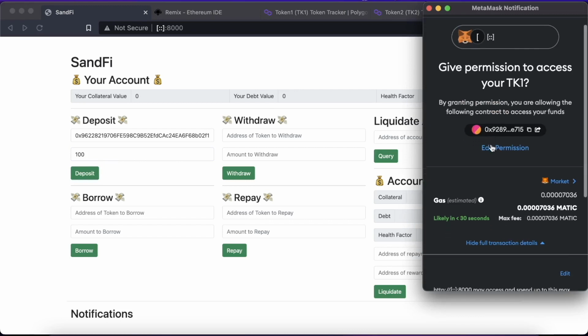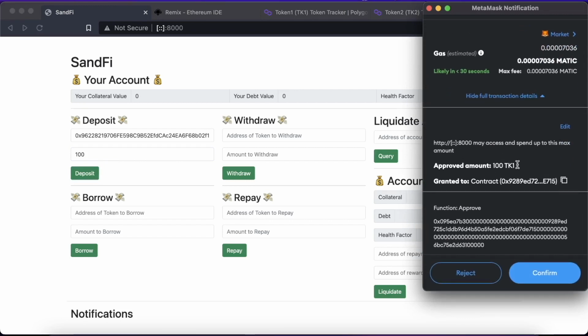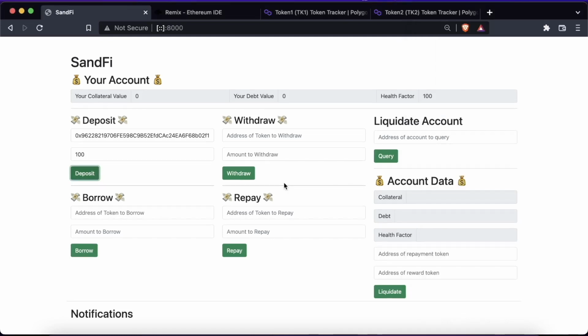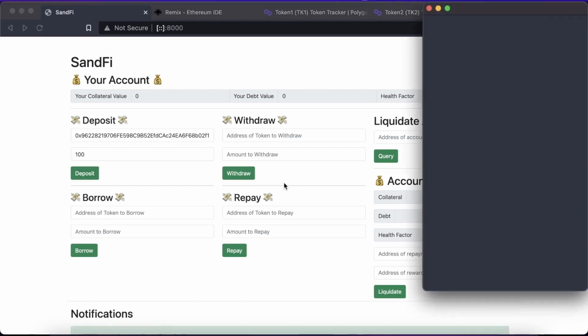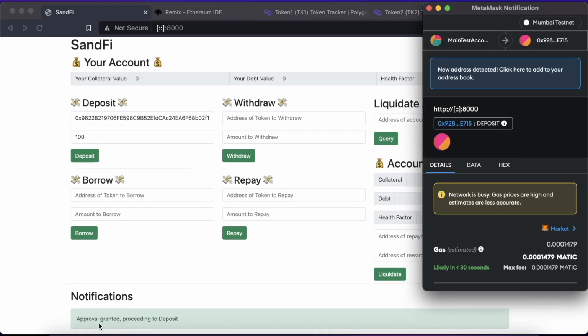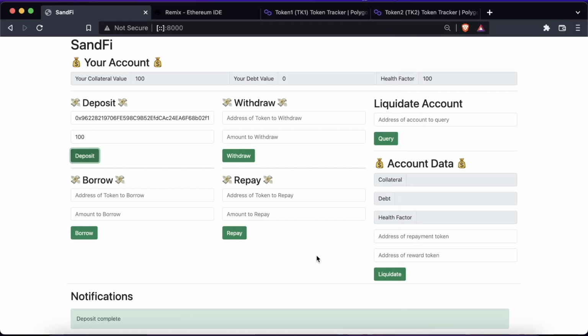First, what is going to happen is an approval, because remember that this needs to be approved before the lending platform is able to take the funds from the user. So this will take a while. This primary account is going to be our liquidator actually later on. So we got this message, approval granted, and then we proceed to deposit, and the deposit is made, and right now we have $100 as the price of our collateral, and the debt value is 0 and the health factor is 0.